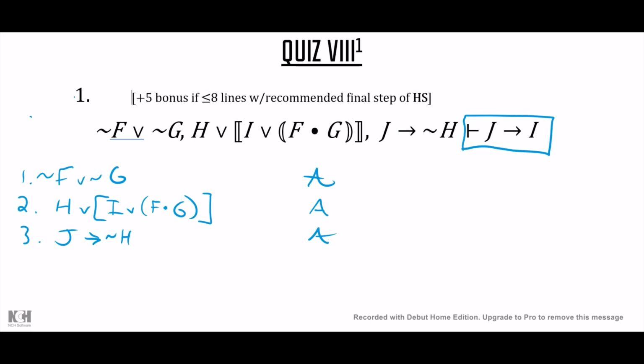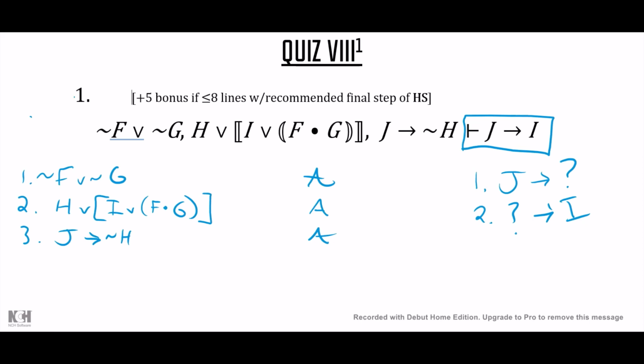Take a look at what your goal is. Remember, that's the first thing to do. Look, we've got J arrow I, and it says you can get it with a last move of a hypothetical syllogism. What 2 things would you need to make a hypothetical syllogism to get this? Well, you would need J arrow something, and you would need something arrow I. We don't know what the something is.